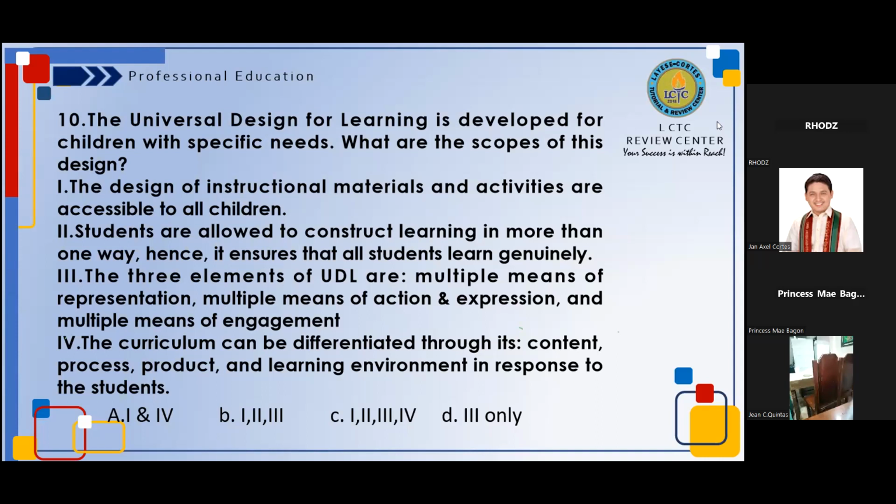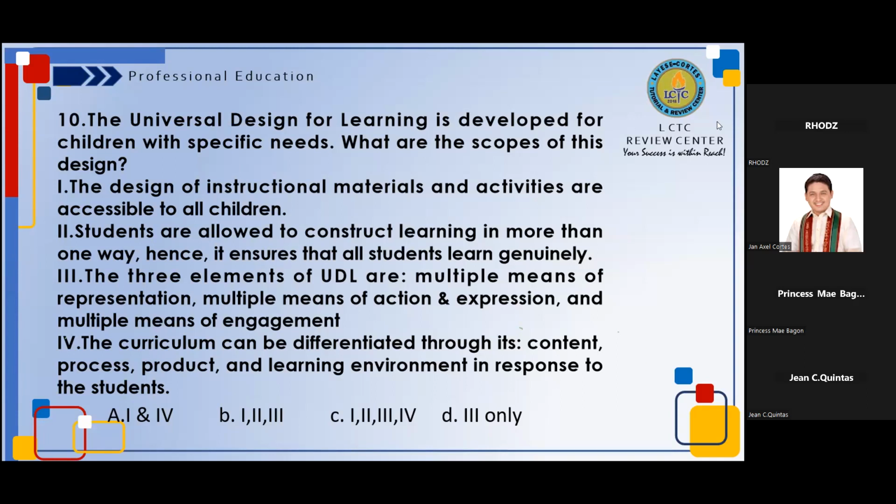We're talking about the universal design for learning. When we talk about universal, it is accessible to all. Learning is accessible to all. What do you think is our answer? The answer is letter B. Correct. Only numbers 1, 2, 3 are under the universal design for learning.